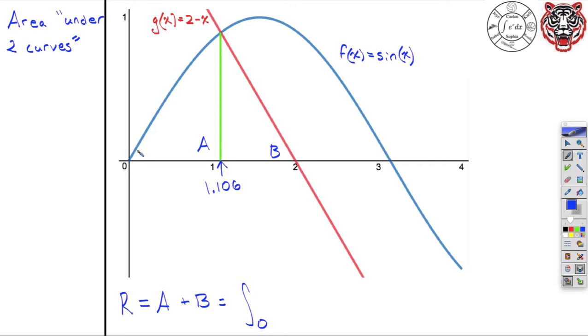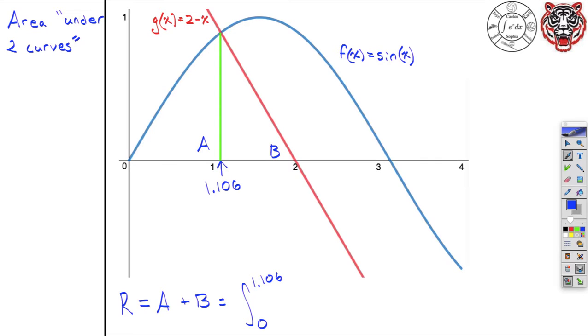It begins at 0, and this area for A ends at 1.106. So we can say that 1.106. Now here's the tricky part. What function am I using? I'm either using one or the other. I don't use both for this lesson. Next lesson we'll talk about a different story.